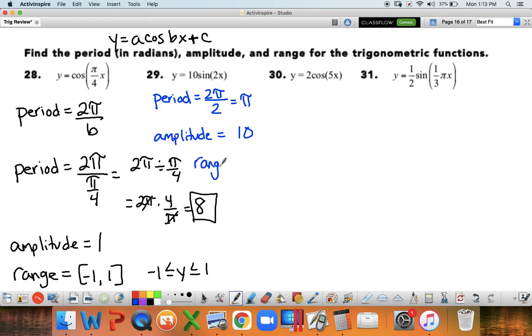And then my range value, I'm not adding or subtracting anything at the end, so I don't have to worry about this. In fact, I don't have to worry about that with any of these functions. So my range goes from -10 up to +10.